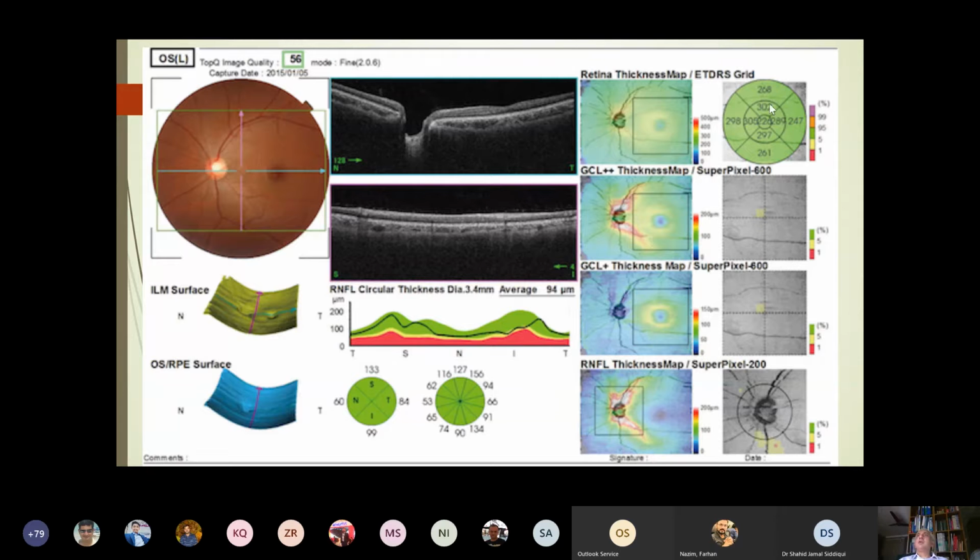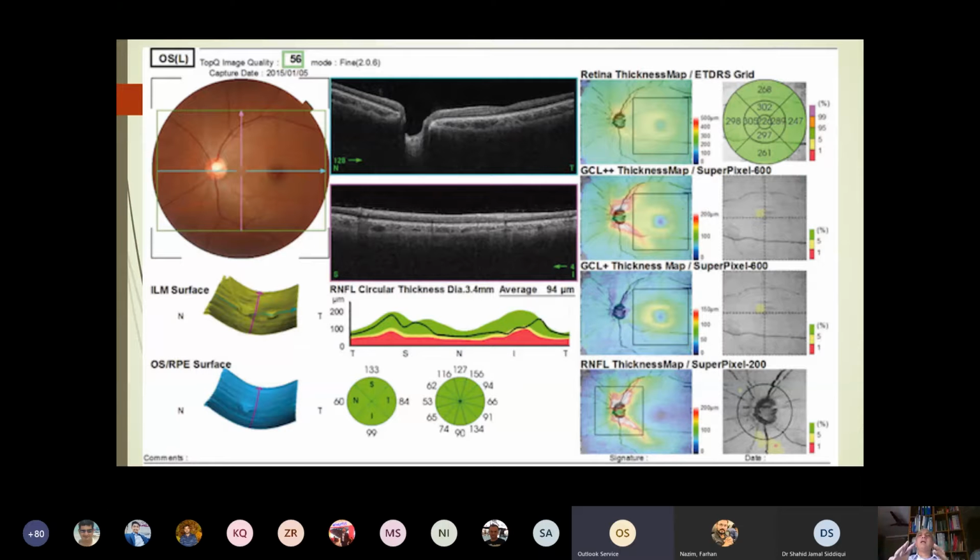Here you can see this is called the ETDRS chart, which we typically see in patients with macular pathology. So normally we would see this. In this, they overlay the ETDRS chart. Then you've got the ganglion cell plus. That signifies the inner plexiform layer, ganglion cell layer, and the retinal nerve fiber layer. And then the GCL plus is the ganglion cell layer and the inner plexiform layer.